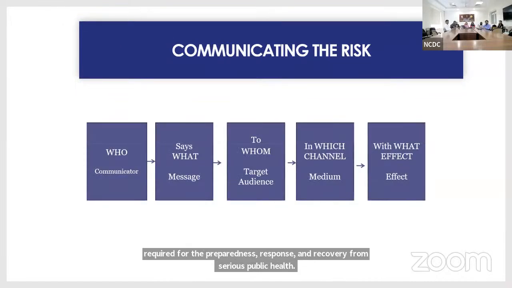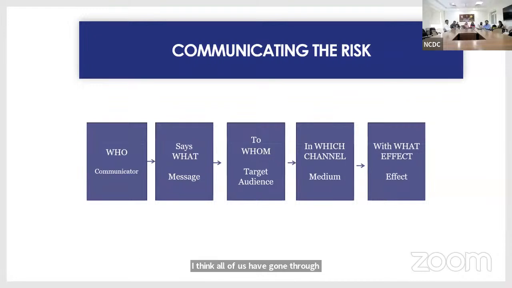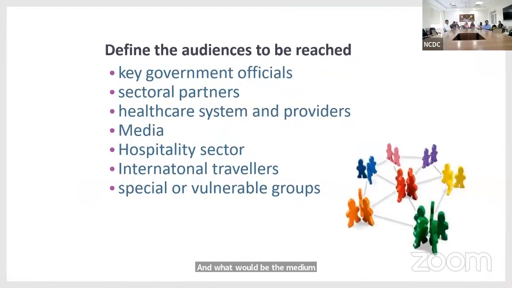I think all of us have gone through this flow chart. How do we communicate the risk? There is a channel of communication, the communicator, what message has to be given, to what kind of audience, what would be the medium of communication, and what would be the final effect. So going ahead with this, first we need to define the audiences to be reached.